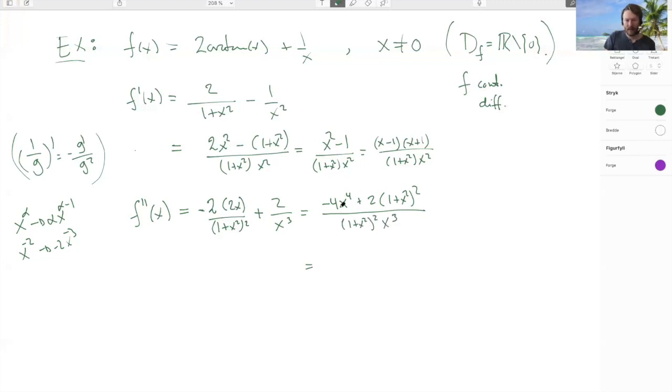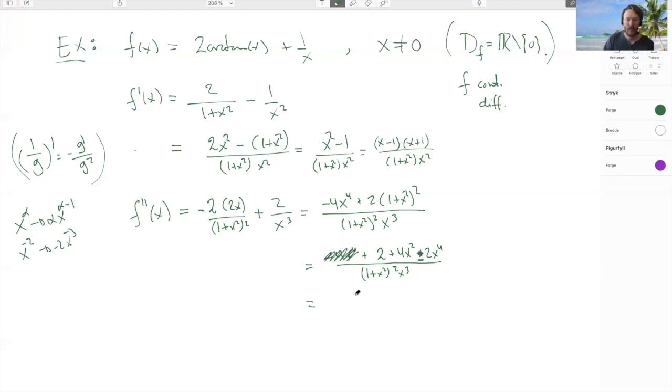But let's try to simplify up here a little bit. So I have here 4x to the fourth plus, and I can multiply this out, so I get 2 plus 4x squared plus 2x to the fourth. Same stuff down here as always. And then I can see that this term kills this term and turns the plus into a minus. So this is what happens.